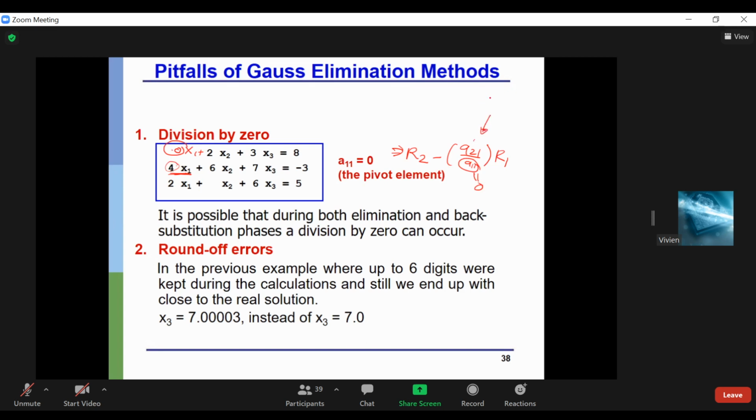So there will be an error in the calculation, a runtime error. The calculation will just stop and do nothing, because we have division by 0.